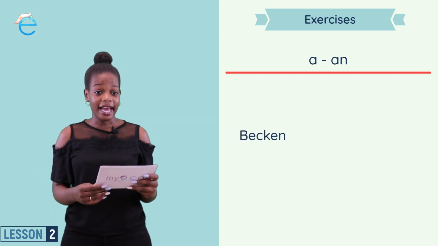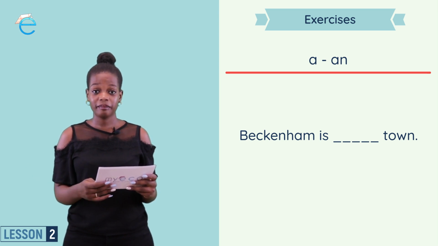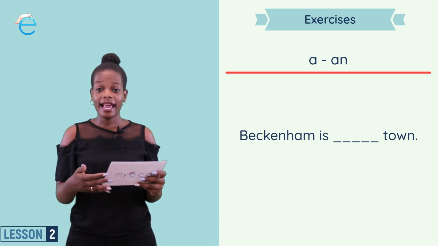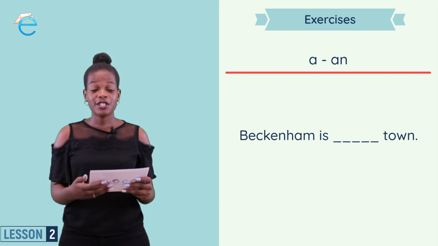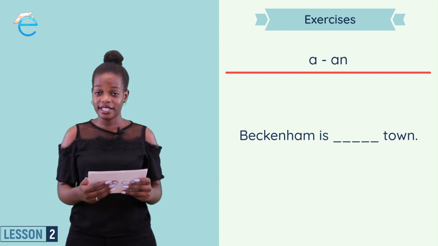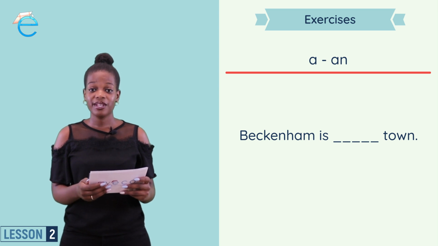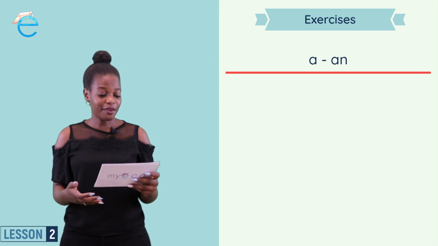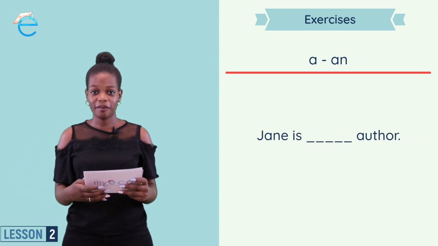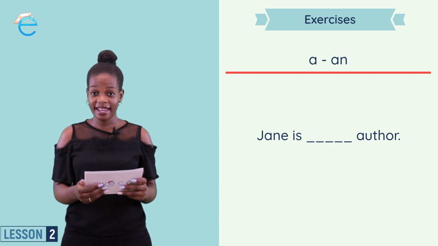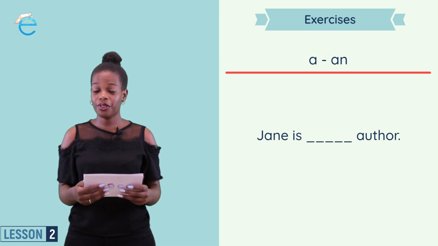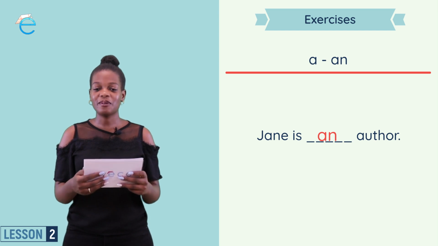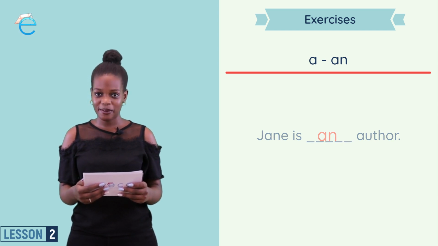Number 2, Beckenham is blank town. We know noun plus is plus noun, and here we need to put a or an. Town starts with a T, which is a consonant, and it makes a consonant sound. So I'm going to say Beckenham is a town. Number 3, Jane is blank author. Author starts with an A, and it also makes a vowel sound, author. So I'm going to say Jane is an author, because we use an for vowels and vowel sounds.